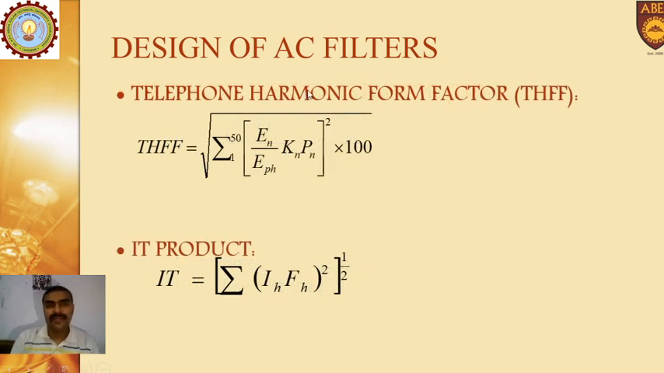Then another term is the telephone harmonic form factor, that is THFF. THFF will be equal to the square root of the summation from 1 to 50 of (En upon EPH, Kn Pn) whole square, multiplied by 100. Another term is the IT product. This will be equal to the square root of the summation of (IH FH) whole square.